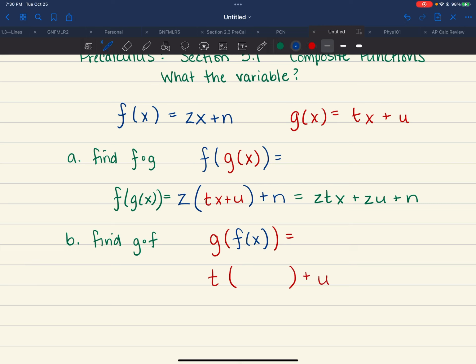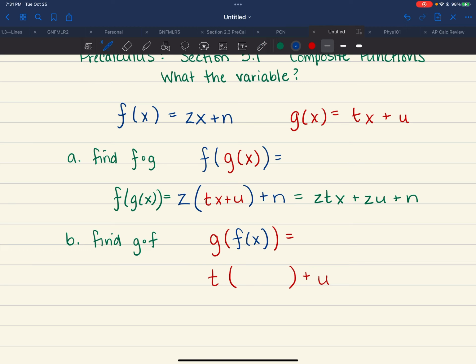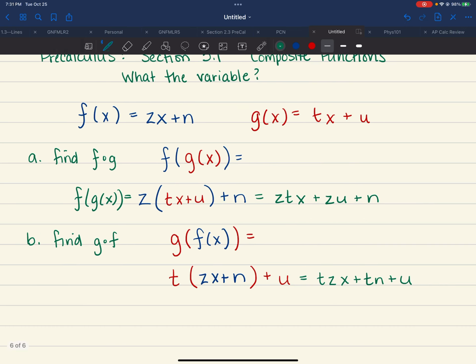Then on the inside, I'm going to use this function and stick that on the inside as my guts. So I have zx plus n on the inside. So if I solve that and I distribute that t, I end up with tzx plus tn plus u.